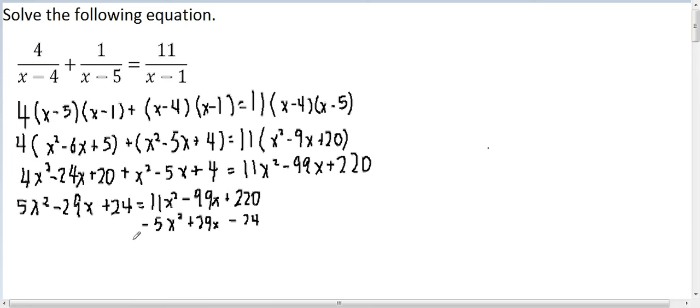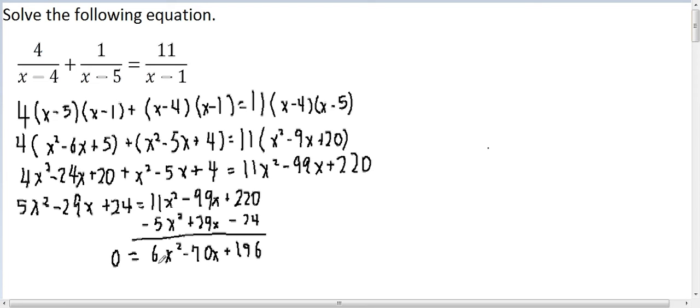I'm going to do the same thing to the other side, but since I specifically chose these numbers to cancel everything out, on the left hand side we would end up with 0. 11x squared minus 5x squared is 6x squared, minus 99 plus 29 gives us minus 70x, and 220 minus 20 gives us 200, and when we subtract 4 from that, we end up with plus 196.